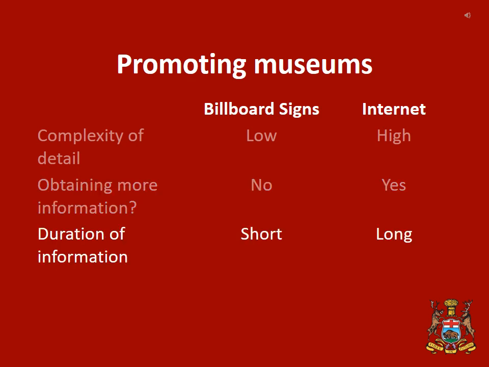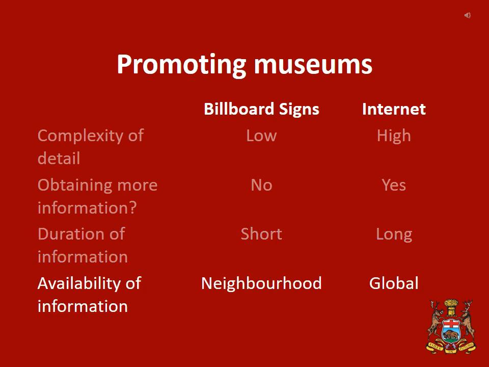The other big problem is that the duration of the information is variable. With billboard signs, you pay for them. They are up for as long as you pay. The minute you stop paying, the billboard comes down. Unless you have a continuing budget, the information is really only there for a short period of time. Versus the internet, where yes, there is a cost of hosting websites, but it's relatively modest. And it's there indefinitely as long as you pay those hosting bills. So the cost is relatively low for the duration that you get.